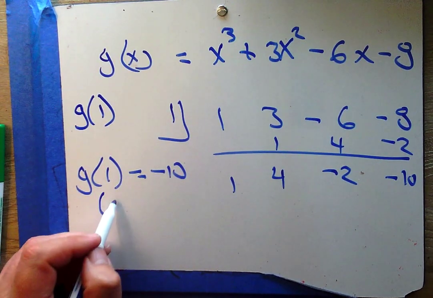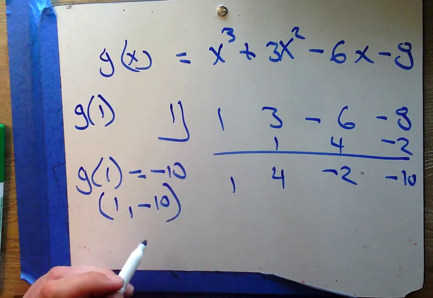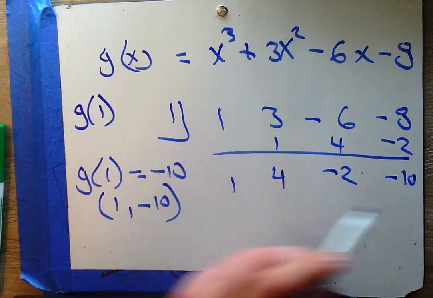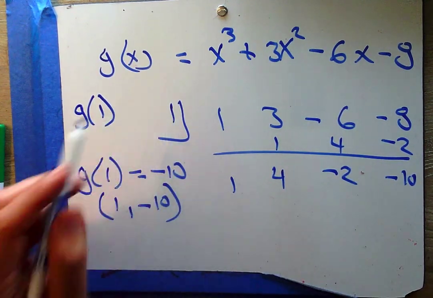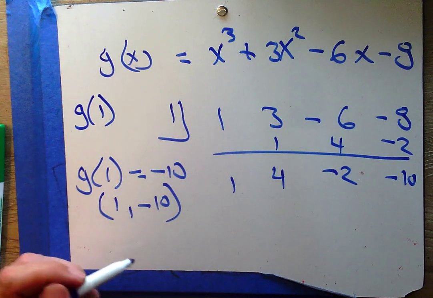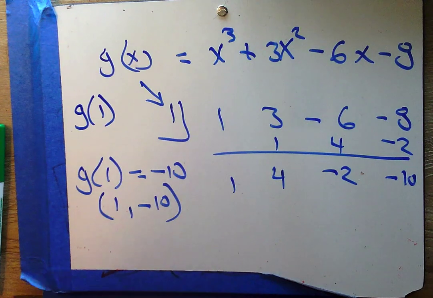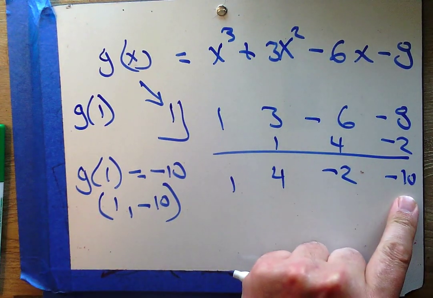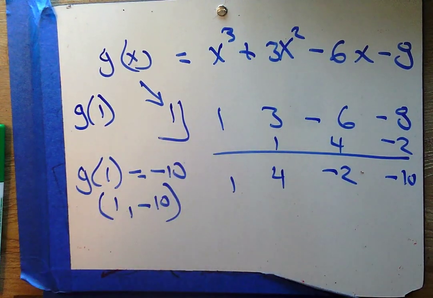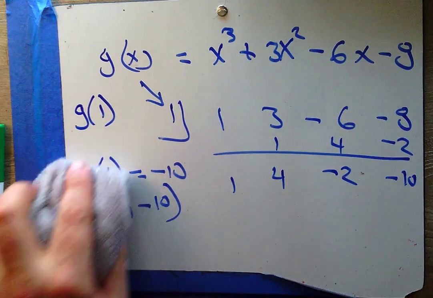So there exists on the graph of g of x this ordered pair. This is the y value at that x value. There is an ordered pair on the graph. I also know that that's not an x-intercept because what should I get as a remainder if this is going to be an x-intercept? The factor theorem says my remainder needs to be 0.